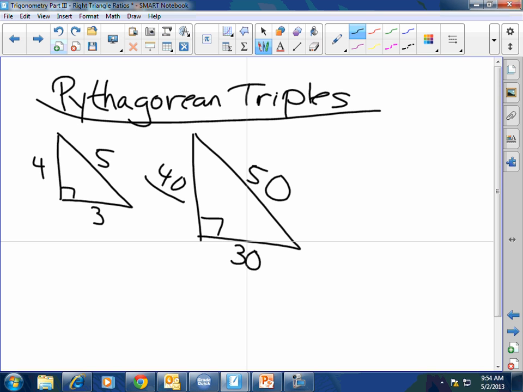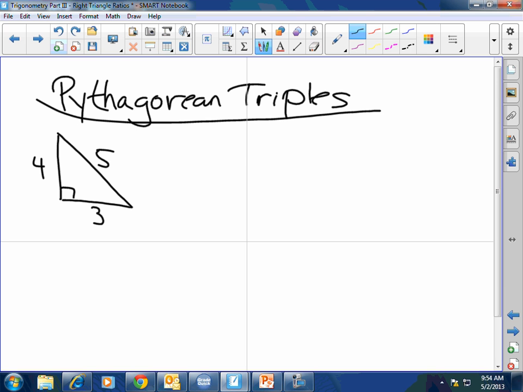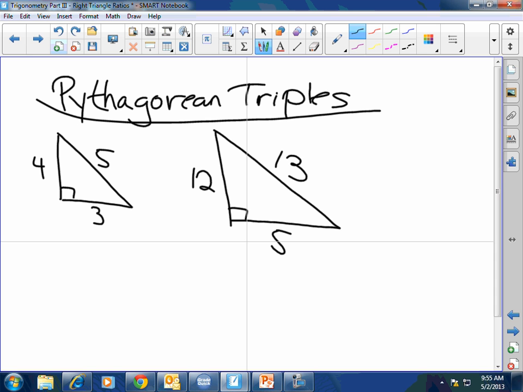No, it does not work with a 5, 6, 7. Now, there are a few other Pythagorean triples. Another very popular one is a 5, 12, and 13. You may want to write this down because it's not in your notes, guys.